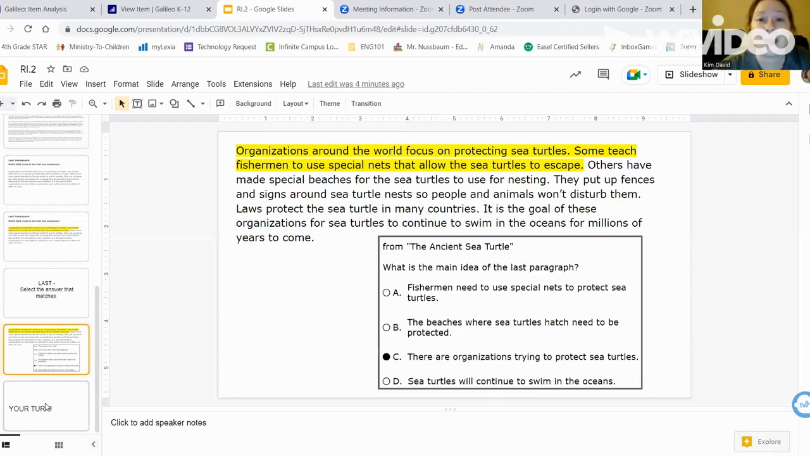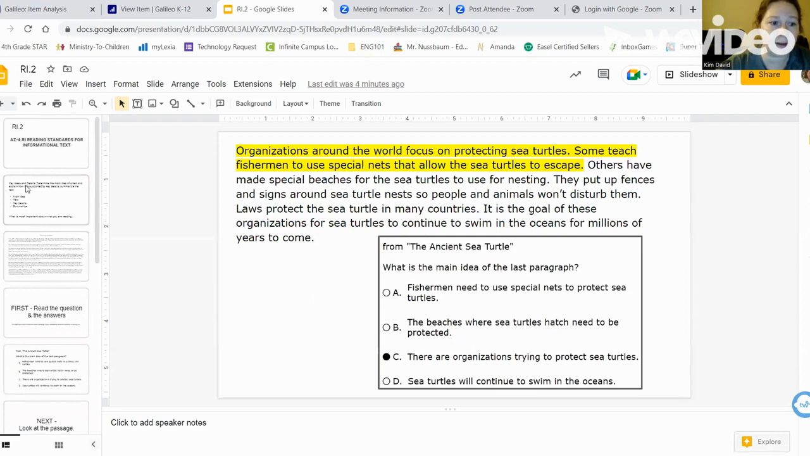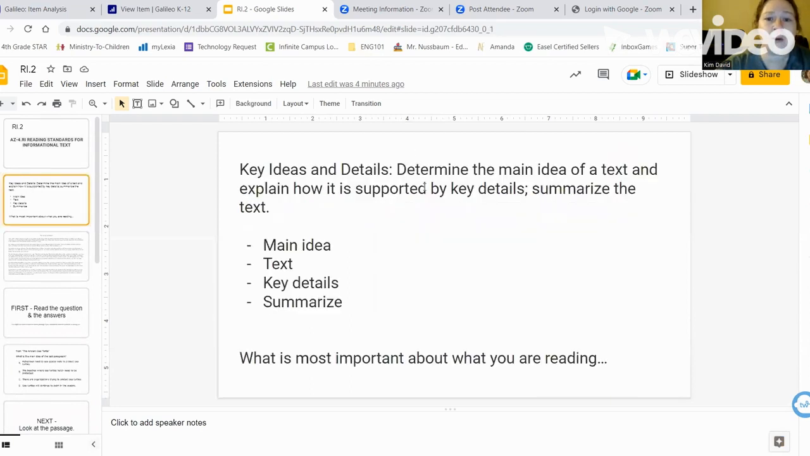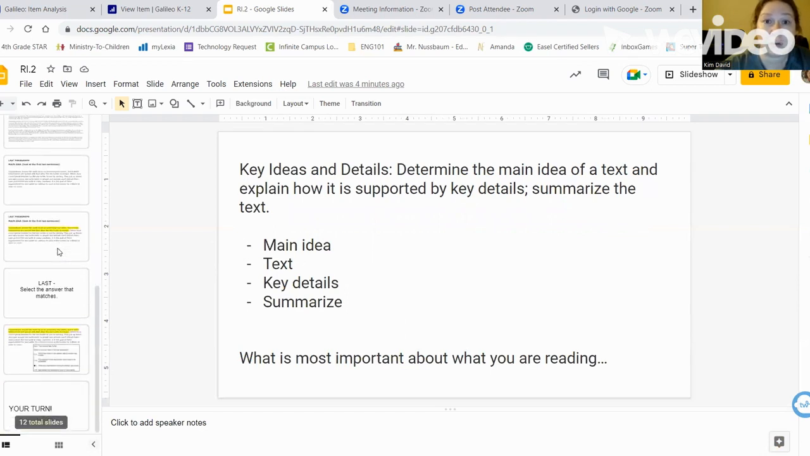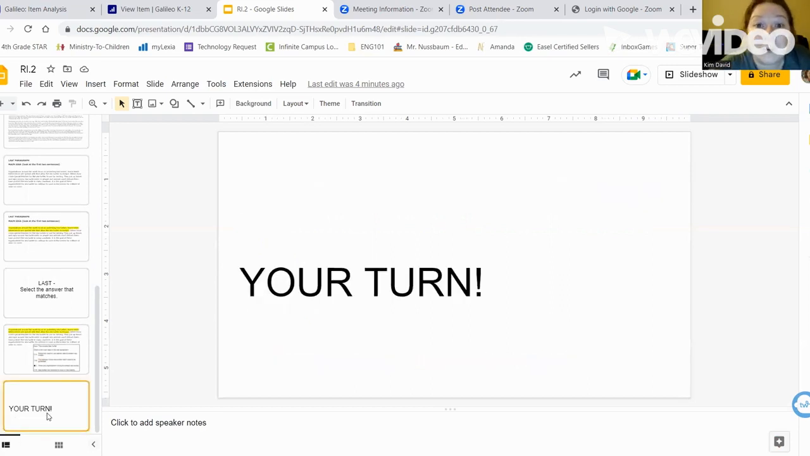So simply, that is what you need to do when you have a question that deals with main idea and summarizing the text. Look at that first sentence of the paragraph that the question is asking you to look at. Okay, so now it is your turn.